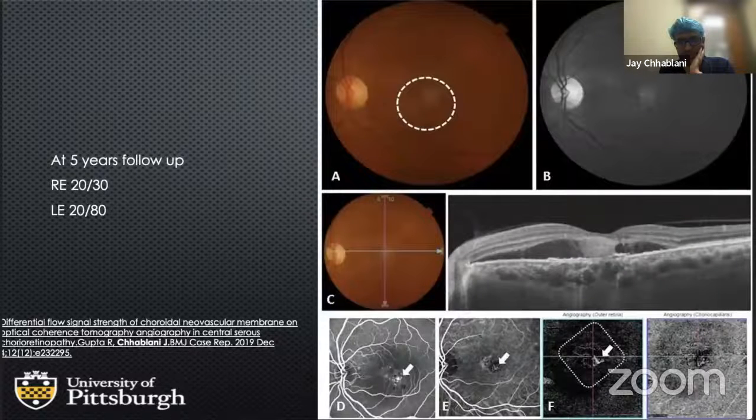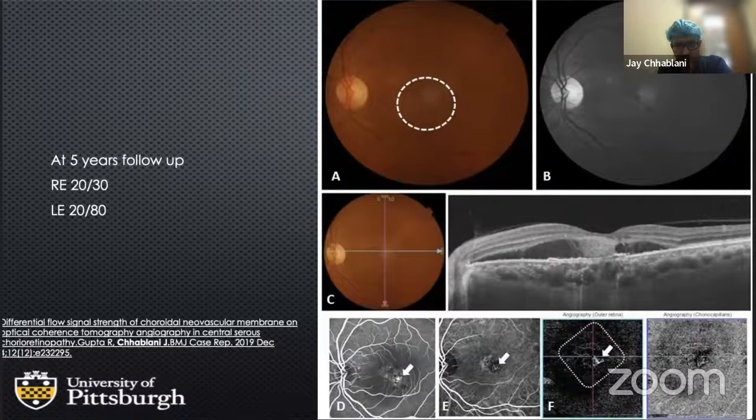At 5 years follow-up, she presented with a sudden vision loss in the left eye. Her vision dropped to 20/80. On color fundus photographs, you can see subretinal hemorrhage. On OCT, there is a reactivation of the CNV.